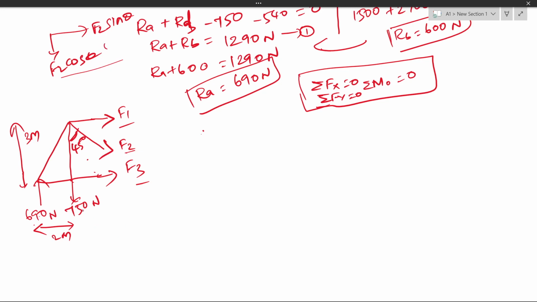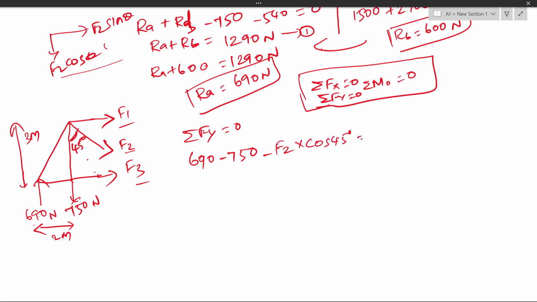Since we know these two vertical forces, if we apply the summation of vertical forces equal to 0, we can find the one force, that is F2 cos theta. So it means 619 is in the upward direction, so plus, and 750 is in the downward direction, so minus, and F2 cos theta is also in the downward direction, so F2 cos 45 degrees.